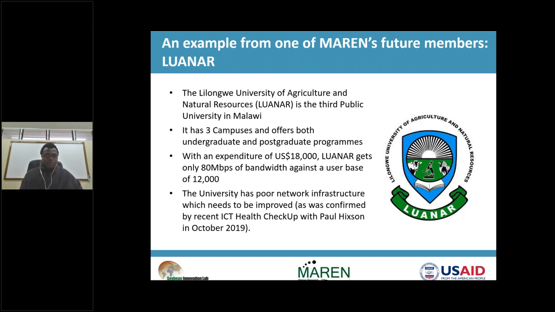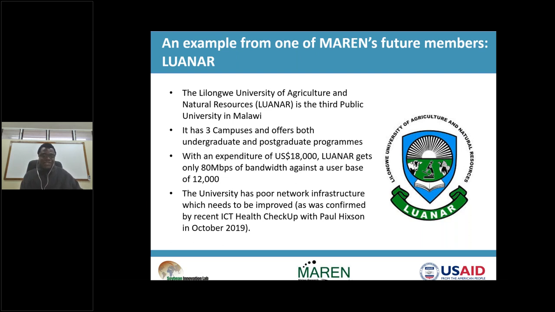I give an example of one of the NARS institutions in Malawi, which is called Lilongwe University of Agriculture and Natural Resources, LUANAR for short. It's the third public university in the country. It has three campuses, and this institution offers both undergraduate and postgraduate programs. Now, in terms of how much it's spending, look at a whopping $18,000 and only 80 megabits per second. And this is supposed to be given to 12,000 users. What an imbalance. Too much expenditure, little bandwidth, too many users.